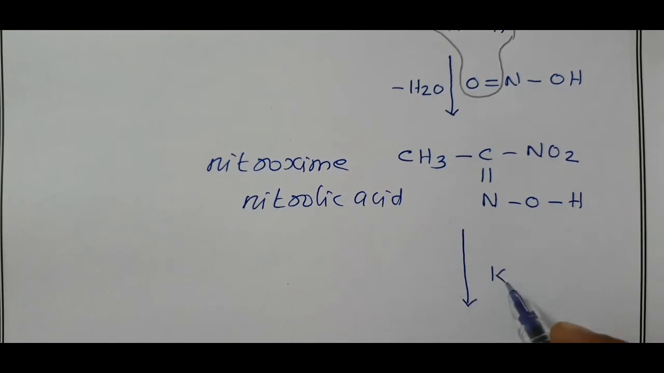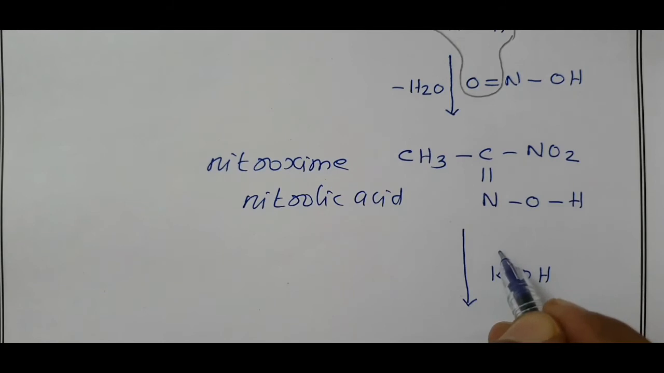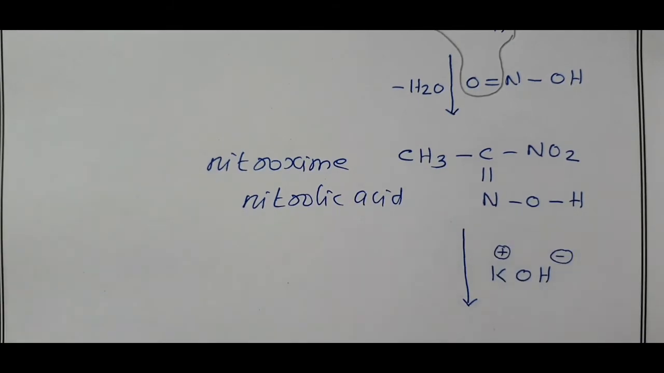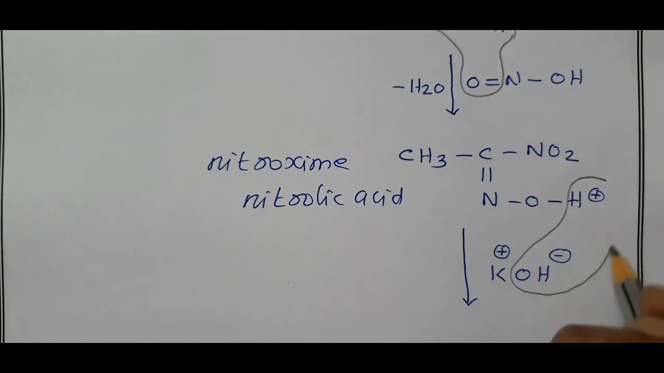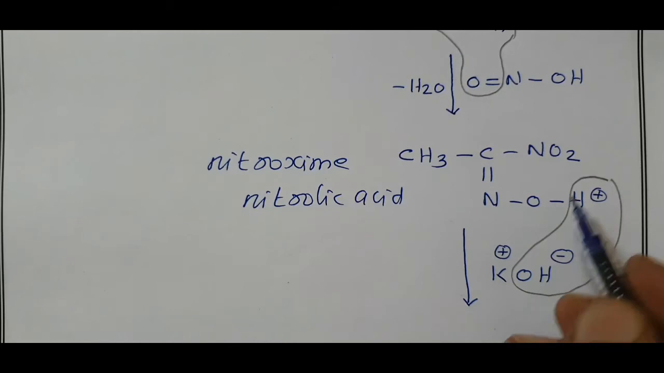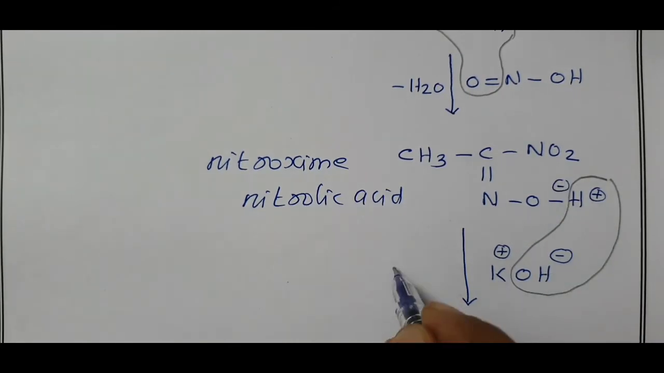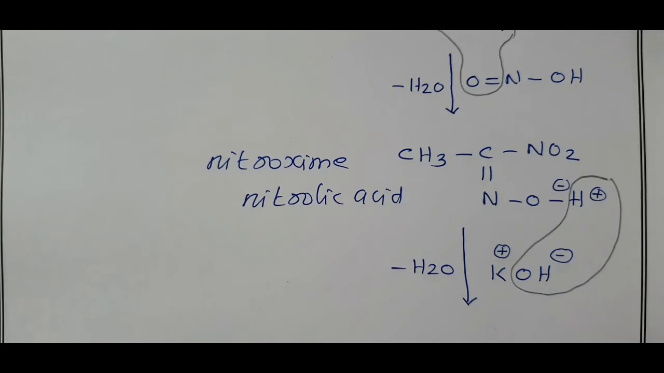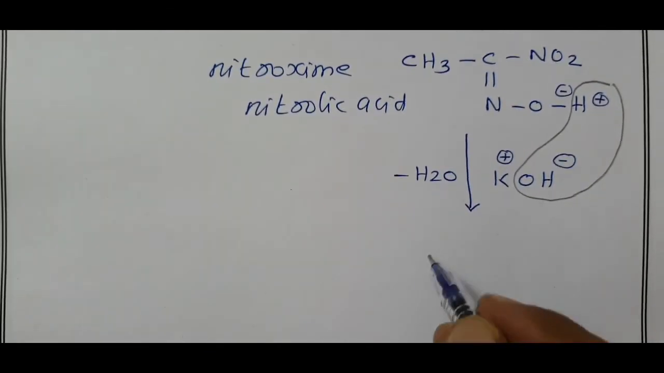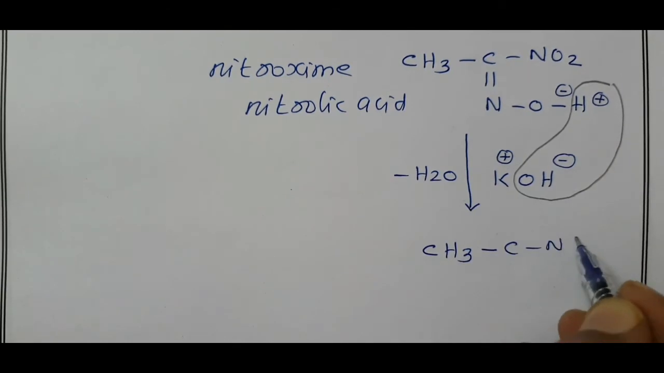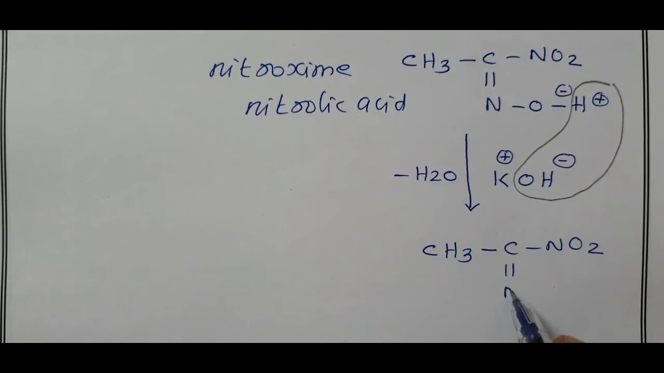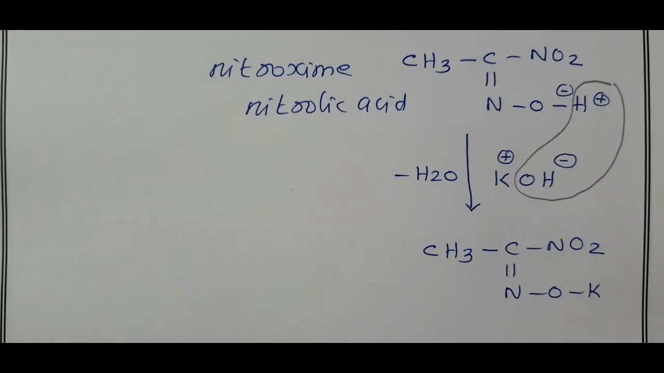That compound, when treated with potassium hydroxide, KOH, K plus and OH minus. We know potassium hydroxide is a base. A base only undergoes reaction with an acid due to the presence of acidic hydrogen. This H plus and OH minus are removed as H2O, and to this N minus, K plus is added, minus H2O. Potassium nitroxide is obtained with the molecular formula CH3 C NO2 double bond NOK.